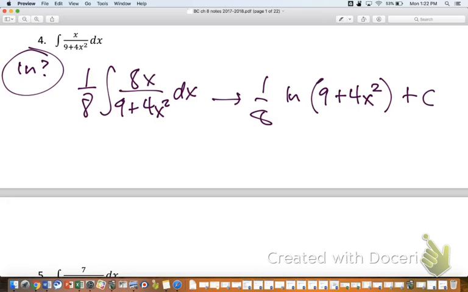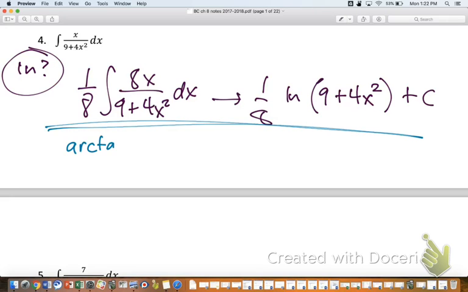Question, Colin. Why couldn't it be arctan? Okay, so let's look at it from that perspective. Were you thinking maybe arctangent of 2x over 3 with maybe like 1/6? Okay. So I should be able to then take that and differentiate it and get the same thing that I started with for my integrand. So if that's the case, this is my u, and this is my a, right?